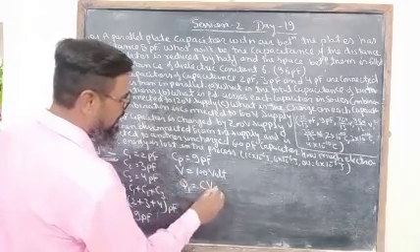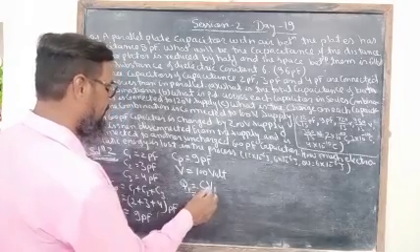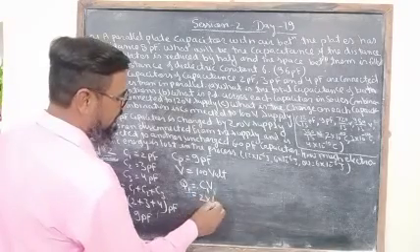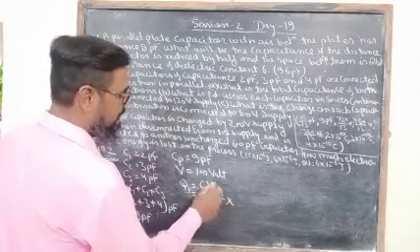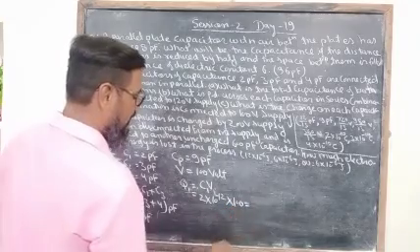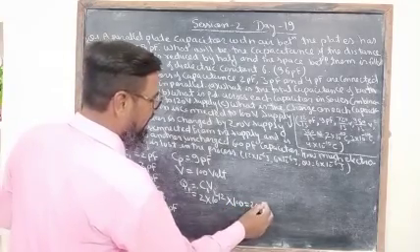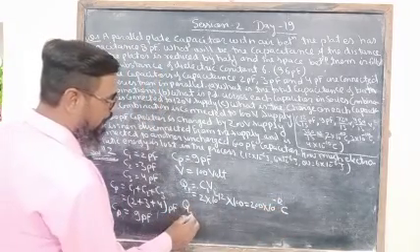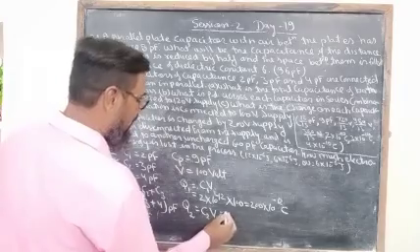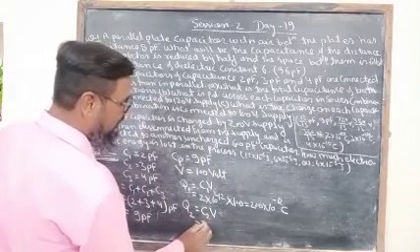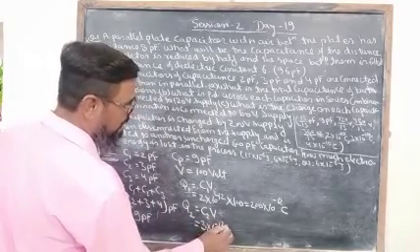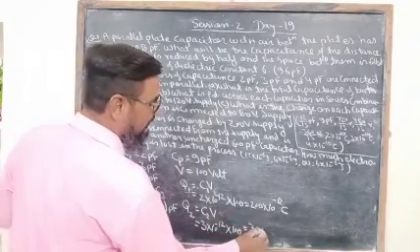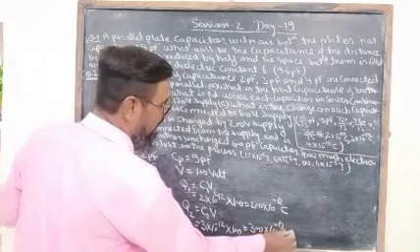Q1 is equal to C1V. The value of C1 is 2 into 10 raised to the power minus 12, and the value of V is 100. So the answer will be 200 into 10 raised to the power minus 12 coulomb. The value of Q2 will be equal to C2V. The value of C2 is 3 into 10 raised to the power minus 12 farad, and V is 100. So the answer will be 300 into 10 raised to the power minus 12 coulomb.